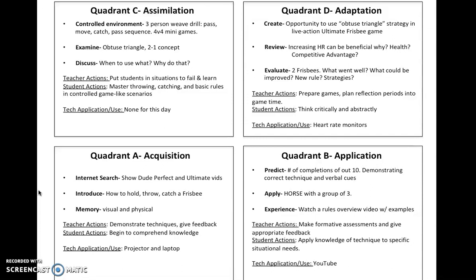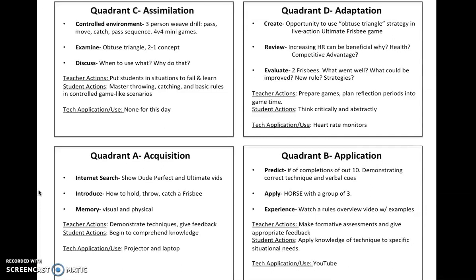So while they're doing these games, we would stop and talk about the strategy of an obtuse triangle, or basically the concept that one defender cannot cover 2 wide receivers, you could call them, if they are standing far enough apart so that one defender can't cover both people at the same time. And that's a strategy you would want to use when your team has the Frisbee. We'd go back to the games, and hopefully they could apply that and use what they just learned in these situations.